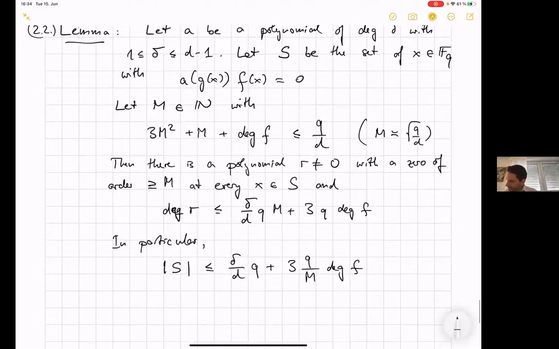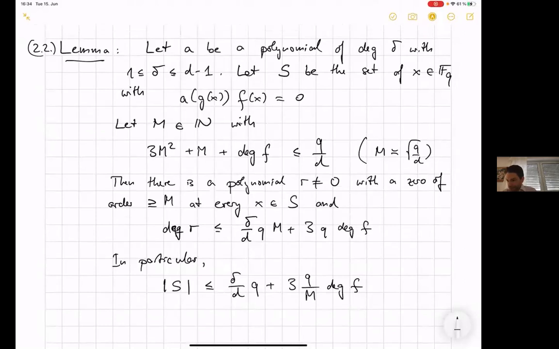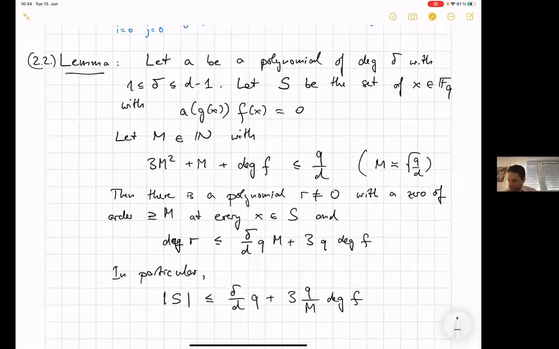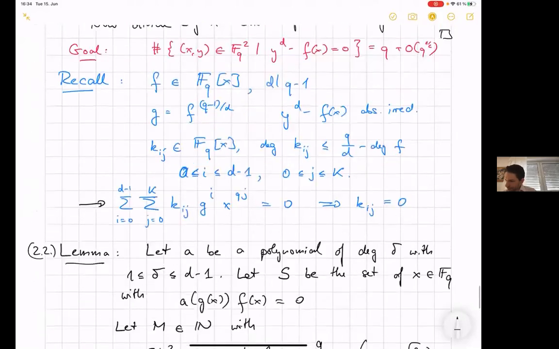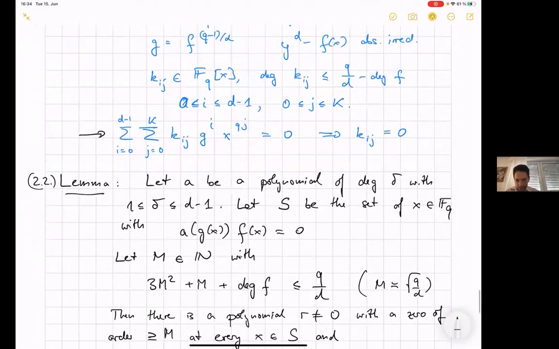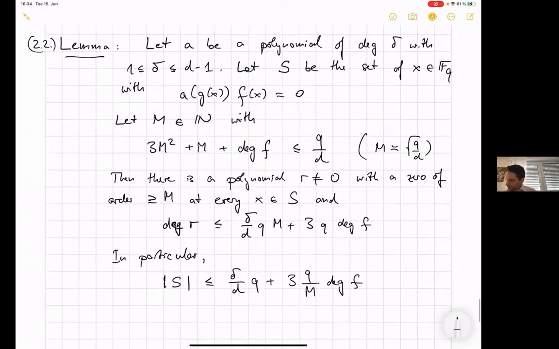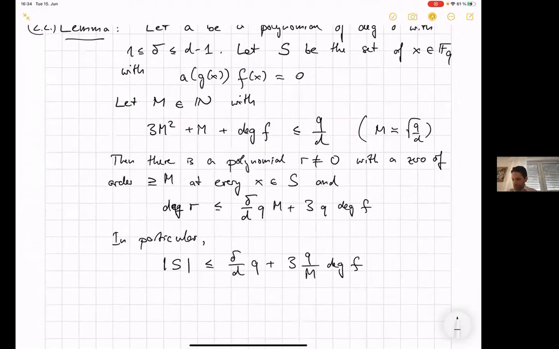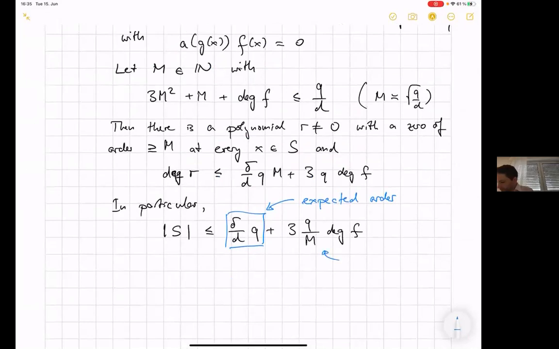Is this a good bound or a bad bound? What do we expect? What's the number of zeros that we expect? Well, A has degree delta and G has degree degree f times (q minus 1) over d. So the expected order should be delta over d times q, and that's what we get. So this is the expected order, and this should be seen as an error term.